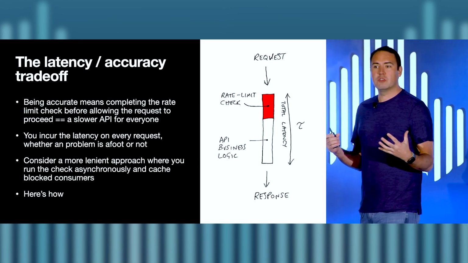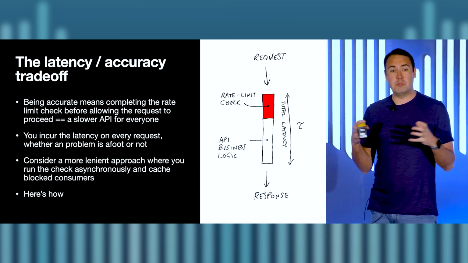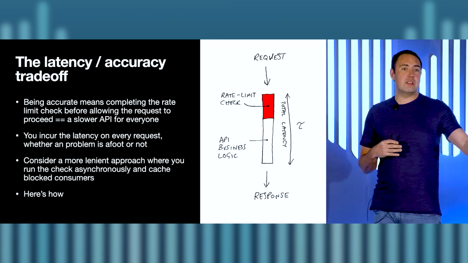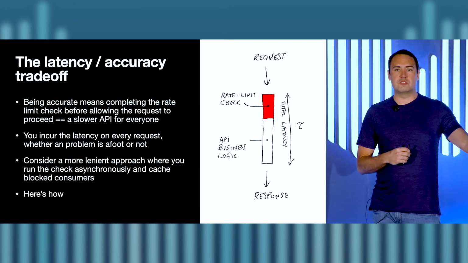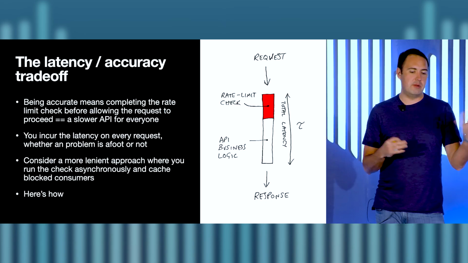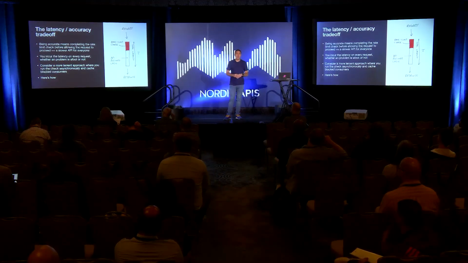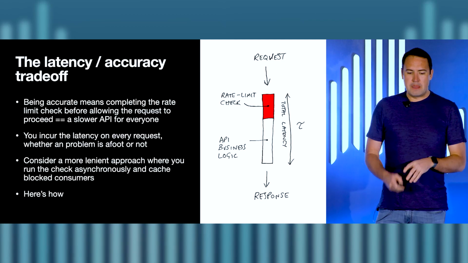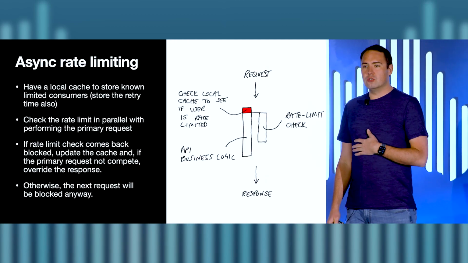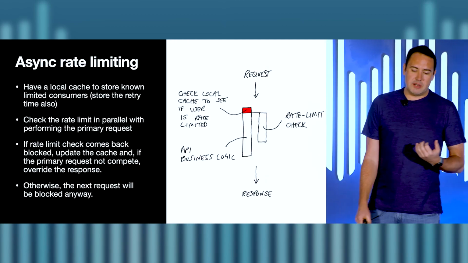But again, if you're in a geo-distributed system, that might add 20, 30 milliseconds, right, depending on where those services are, depending on how many of them you have, depending on replication, things like that. So you're going to potentially incur latency on every request. But it will allow you to be sort of perfectly accurate. A better approach, in my opinion, is to do asynchronous rate limiting.